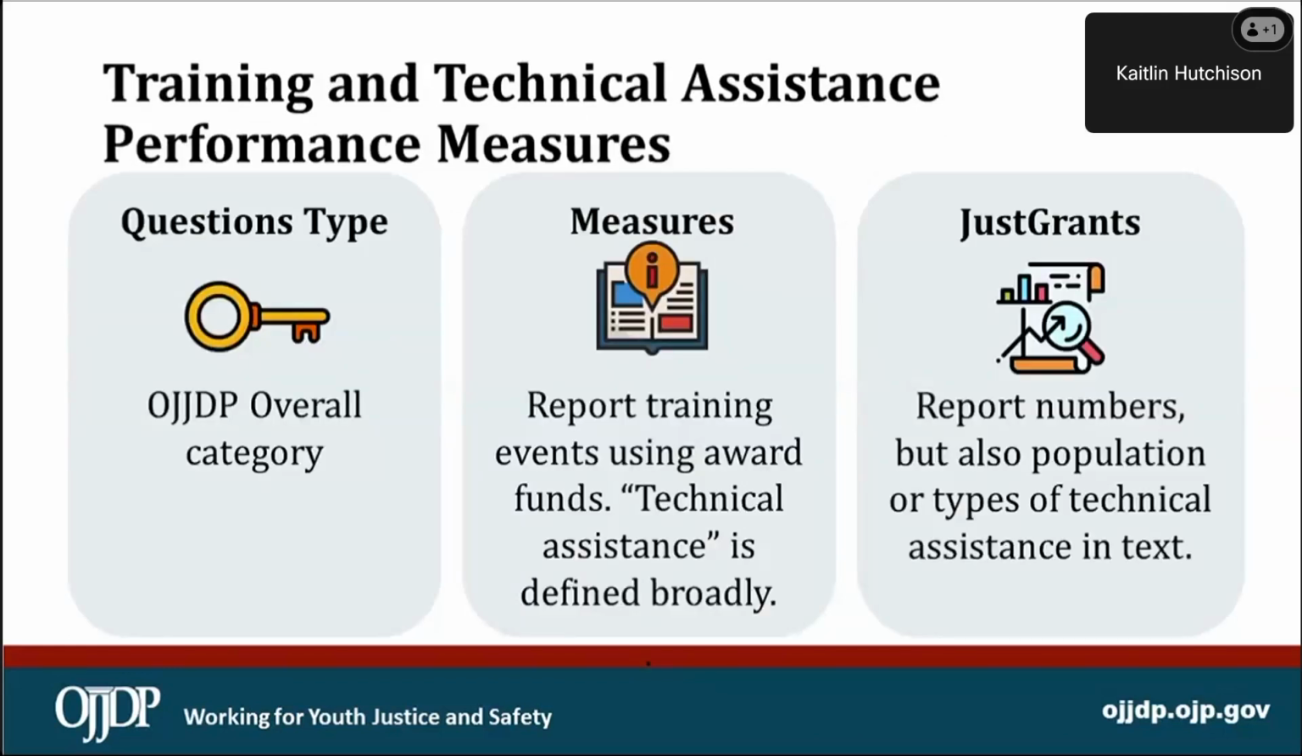Let's take a look at training and technical assistance performance measures, the questions, and what they mean. So again, this is an OJJDP overall category, meaning very broad questions. When you're reporting on these measures, remember that you're going to want to report training events using award funds. And technical assistance is a pretty broad term. When you report in Just Grants, you will be reporting numbers, but you'll also be reporting the population or types of technical assistance in text.